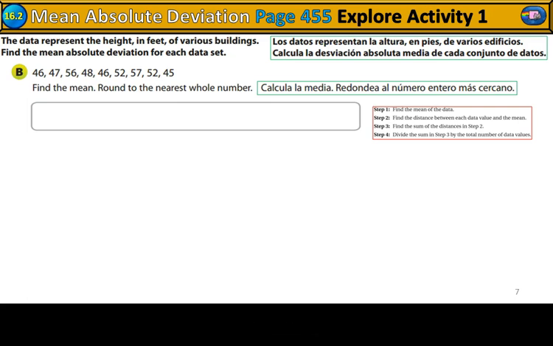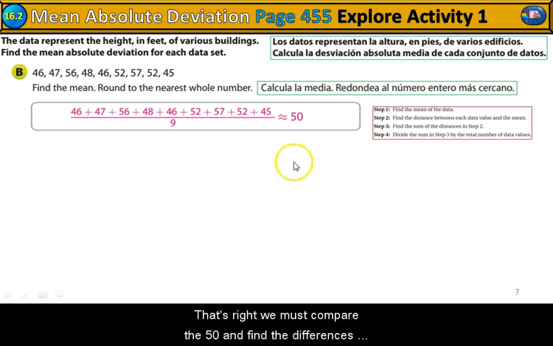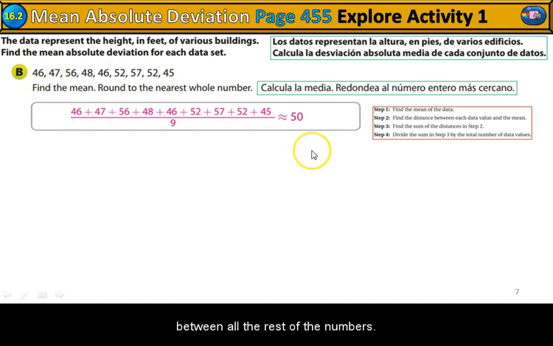Welcome back, folks. When we get the sum total of all 9 values, we must divide by 9 because there are only 9 numbers in this data set. The resulting mean would be 50 once rounded. Do you guys remember what to do from here? That's right. We must compare the 50 and find the differences between all the rest of the numbers.